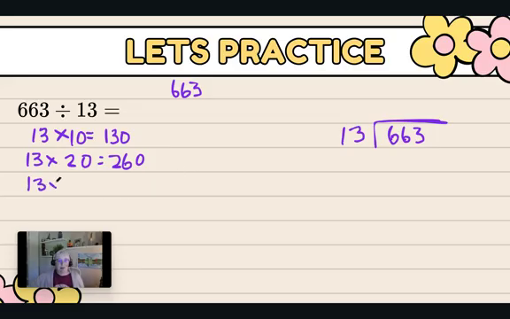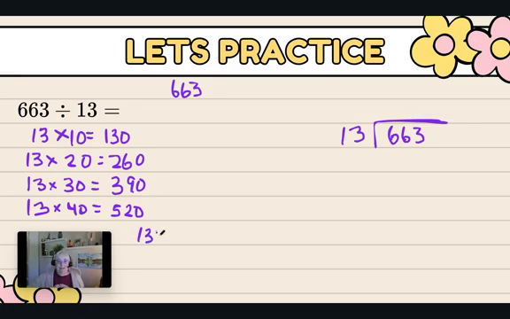13 times 30. All right, 13 times 3. Well, I'm going to add another 13 to this, so that would be 39. Multiply by 10 to get the 0, 390. 13 times 40. 13 times 4. 4 times 3 is 12. Carry the 1, that's 52. Add the 0, 520. We are getting close.